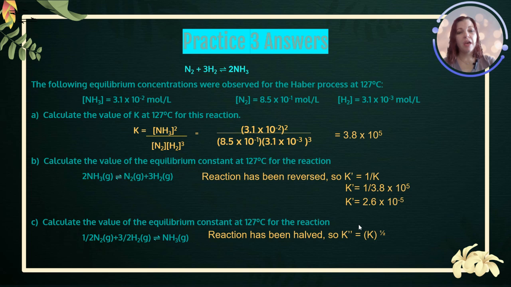So the reaction has been halved, and so to find K double prime here, we're going to take the original K and raise it to the 1/2 power. So when you do that, it's going to be 3.8 times 10 to the 5th, again remembering to come back to the original value, raised to the power of 1/2, and then you get an answer of 620.